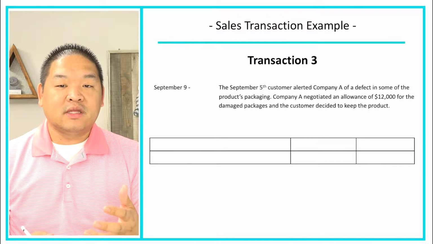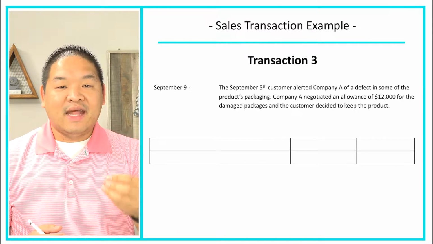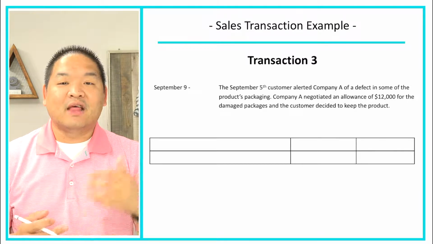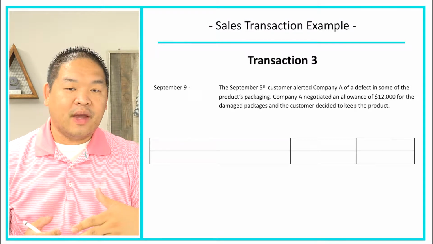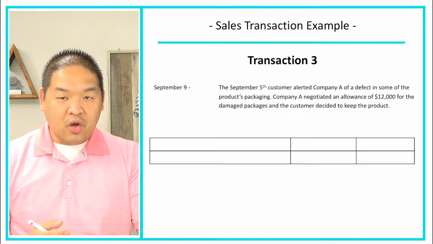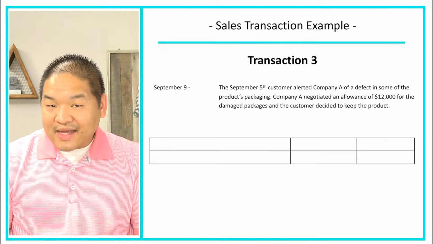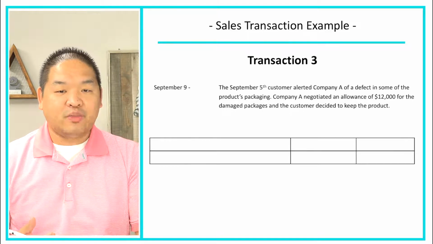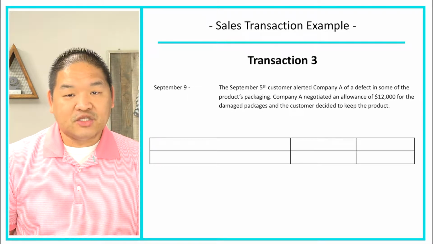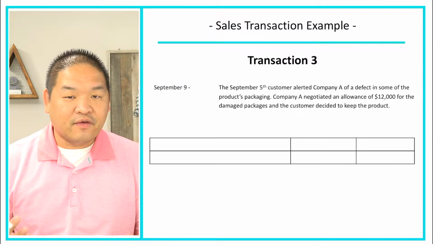That allowance basically means that what we did have in revenue needs to come down by this amount. Since we technically didn't sell it for that amount, we're selling it for a lesser amount because we're giving the allowance. And we also need to reduce how much they owe us because they still haven't paid us yet. Otherwise, we would give them cash back. So in this case here, we have to reduce our sales revenues by this $12,000 because we didn't really sell it for that higher price.